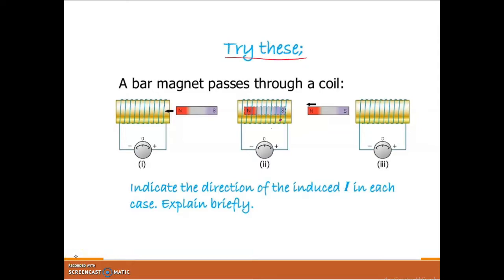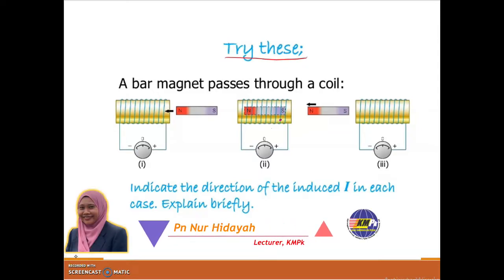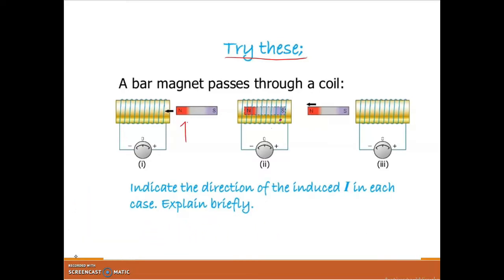Okay class, let's try this. As a permanent magnet passes through a coil, this permanent magnet bar is moving toward the coil, so the magnetic flux will be increasing. If it opposes the changes, then the pole near the permanent magnet bar will behave like a north pole and this one will behave like a south pole. Using our right hand grip rule, your thumb shows north and your fingers show the current. So the current will be downward. So the direction of the galvanometer deflection is to the right.